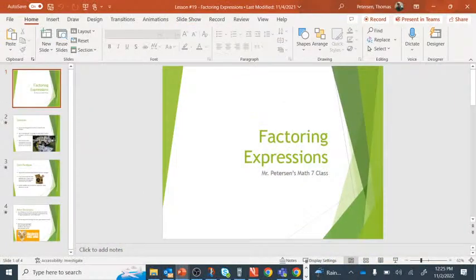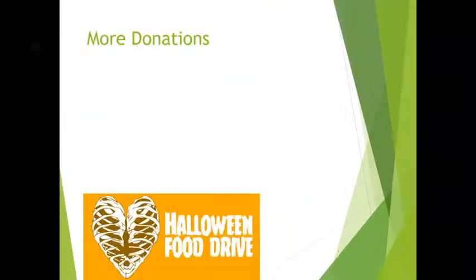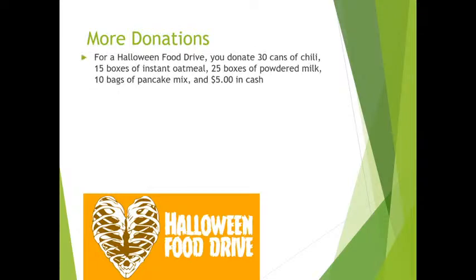But anyway, come on up in 5, 4, 3, 2, 1. I know we're a little bit past Halloween, but for a Halloween food drive, you donate 30 cans of chili, 15 boxes of instant oatmeal, 25 boxes of powdered milk, 10 bags of pancake mix, and $5 in cash. I want you to write an expression showing how much your donation is worth.